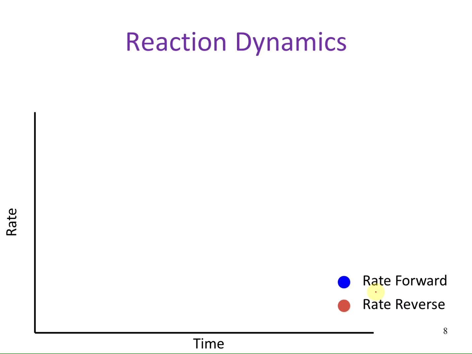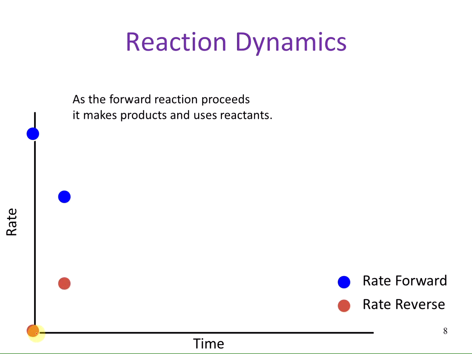So let's look at this in a little bit more detail with some reaction dynamics. This time we're looking at time on the x-axis and the rate of the reaction on the y instead of concentration. So initially only the forward reaction takes place. So the forward reaction, we're looking at this blue dot, it's high. And because we don't have any product, the red reaction, so this rate of the reverse reaction, can't occur. So that rate is 0.